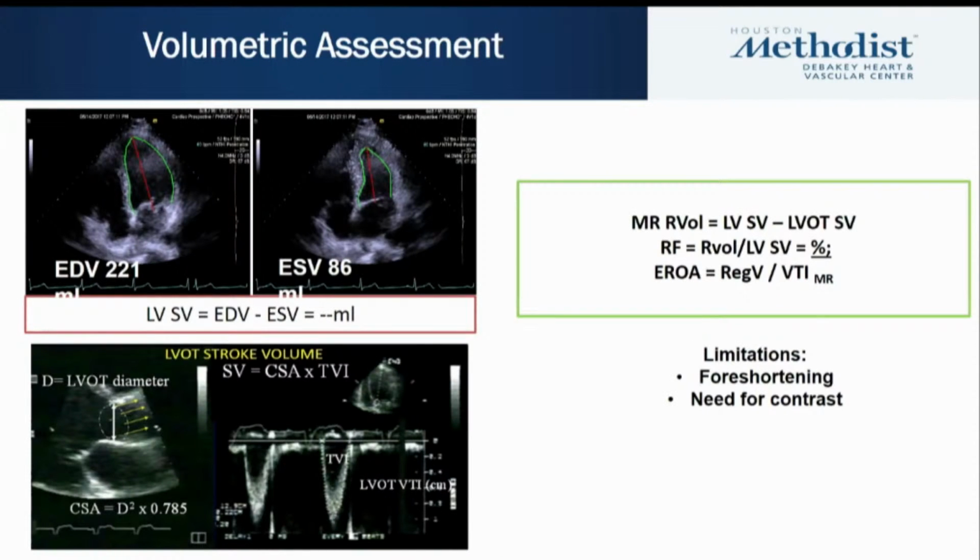Another method of doing this is determining your LV stroke volume by the Simpson method by biplane, and then subtracting your LVOT stroke volume from your biplane stroke volume. Again, limitations, in addition to what we've mentioned earlier, include foreshortening and sometimes the need for contrast to make sure you're getting accurate end-systolic and end-diastolic volumes.